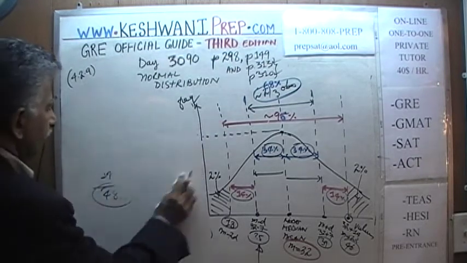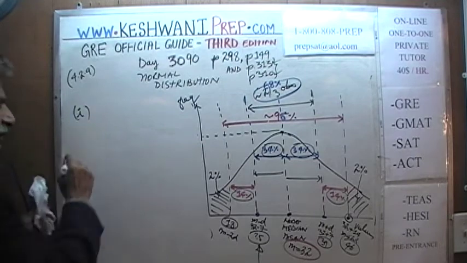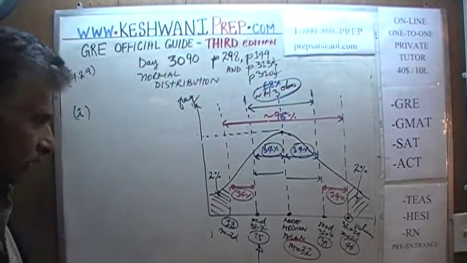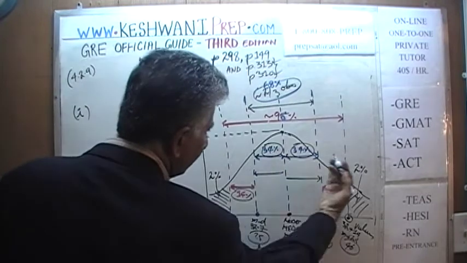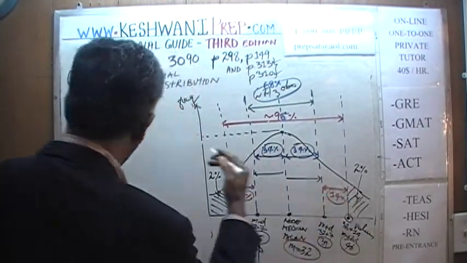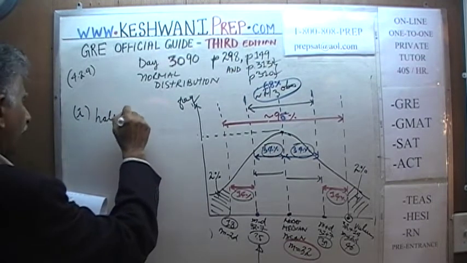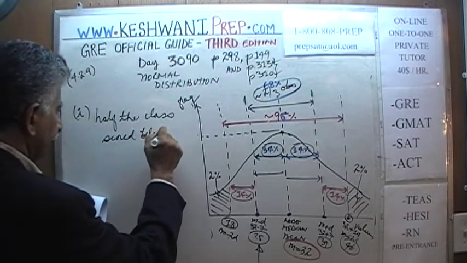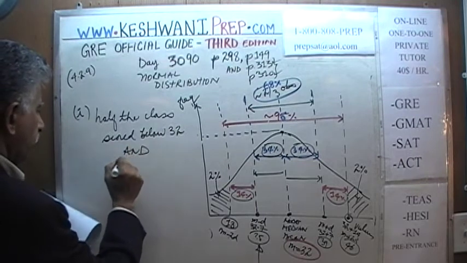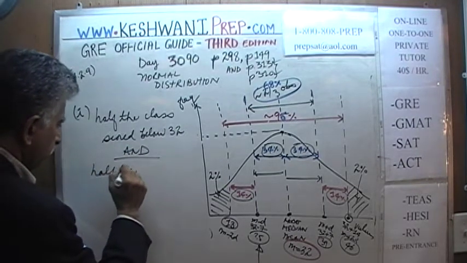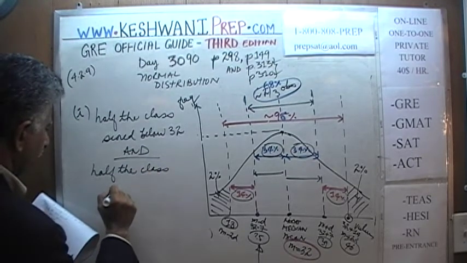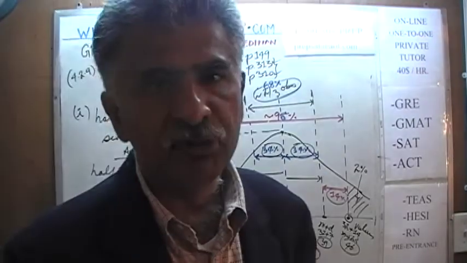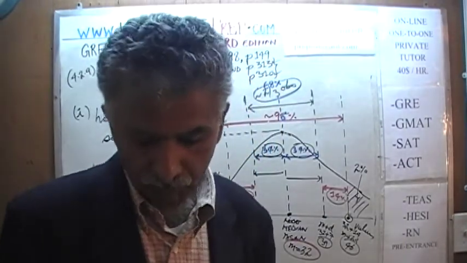Part I. The last part is not really a question; it is just something I'm going to put on the blackboard to make it salient so that we understand it and remember it. A very salient point, because it is symmetric: half the observations fall below the mean, half the observations fall above the mean. Half the class scored below 32 and half the class scored above 32. How do we know it? Because it has a normal distribution.